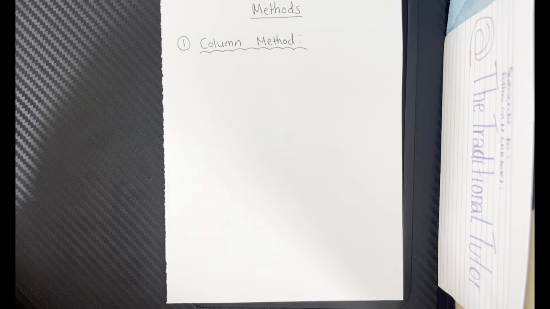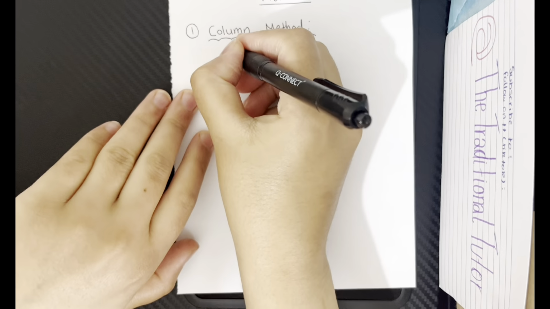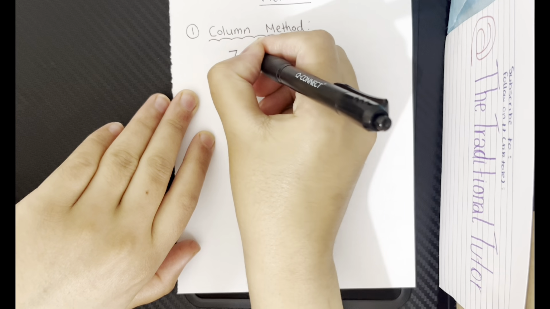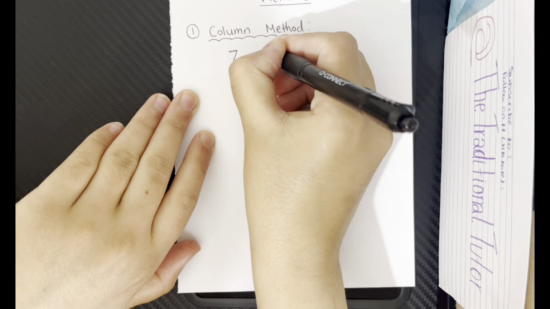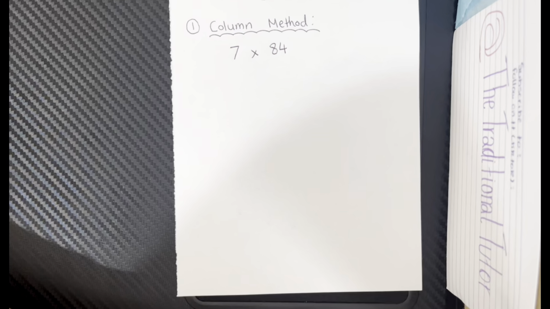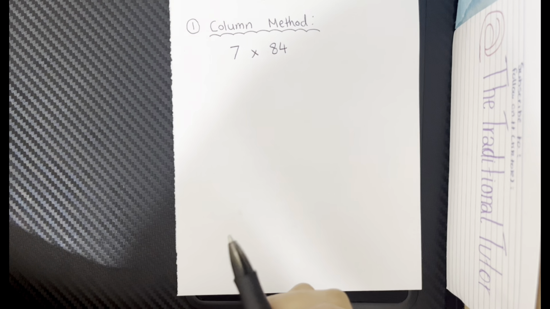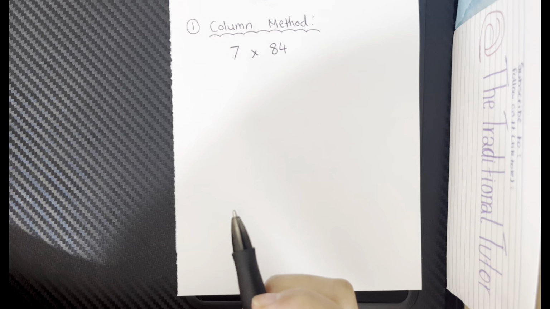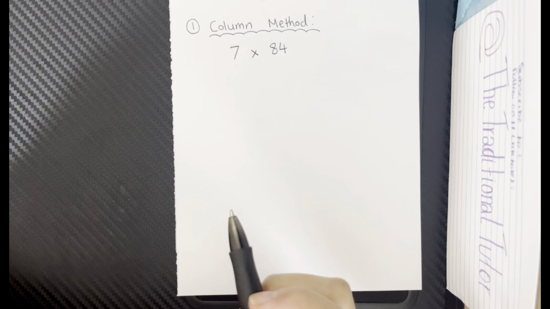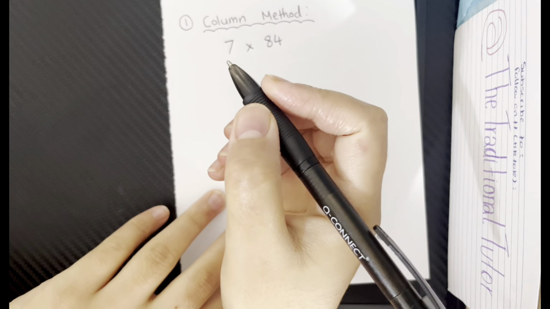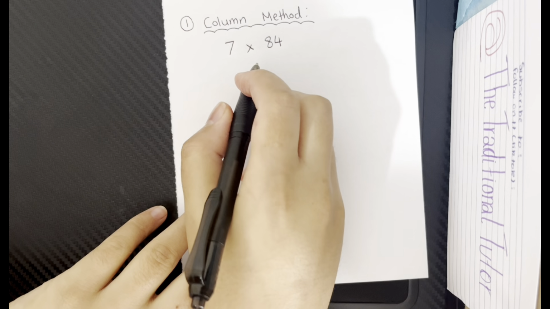We've got the column method, and the question that we'll look at is the following. So 7 times by 84. So firstly, we'll just look at 1-digit numbers being multiplied by 2-digit numbers. Okay, so let's look at how we can set out this following question.